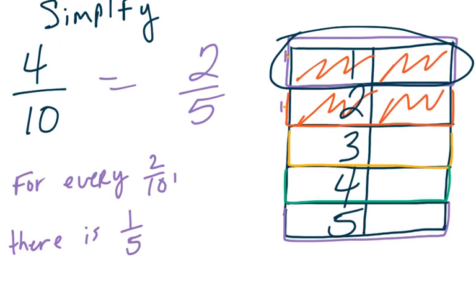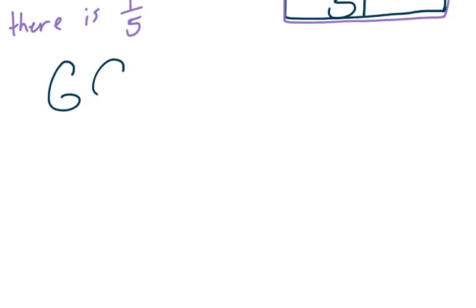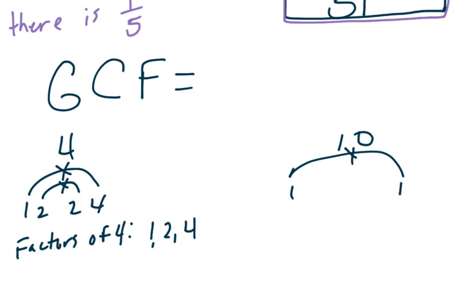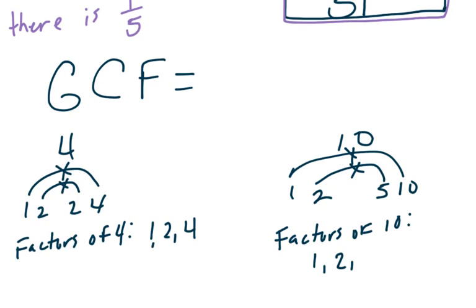Okay? Now, let's do the other math that goes with it. We're looking for the GCF, right? We have 4 and we have 10. So we need to find factor rainbows. 1 and 4, 2 and 2. So the factors of 4 are 1, 2, 4. Then for 10, 1 times 10, then 2 times 5. The factors of 10 are 1, 2, 5, 10. Now, what is the greatest common factor between 4 and 10? The greatest common factor is 2. So the GCF is 2.